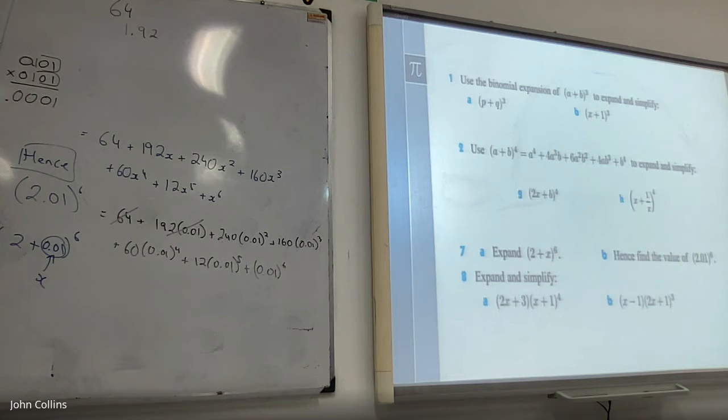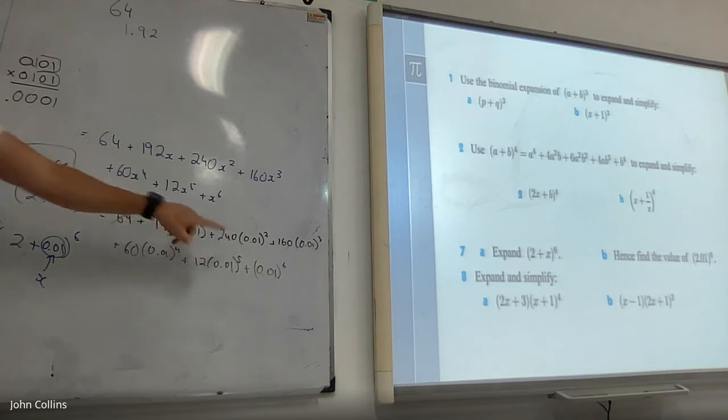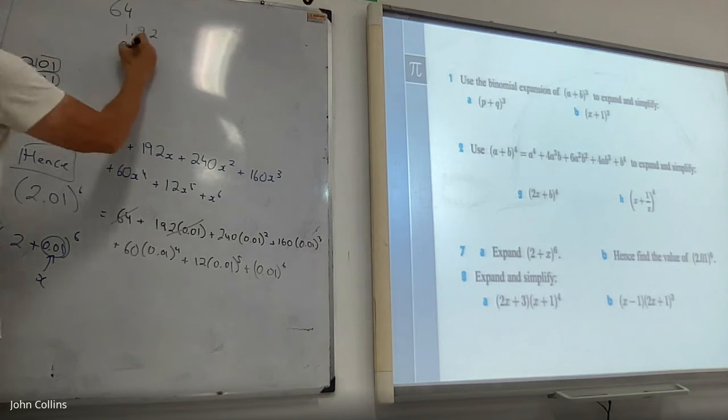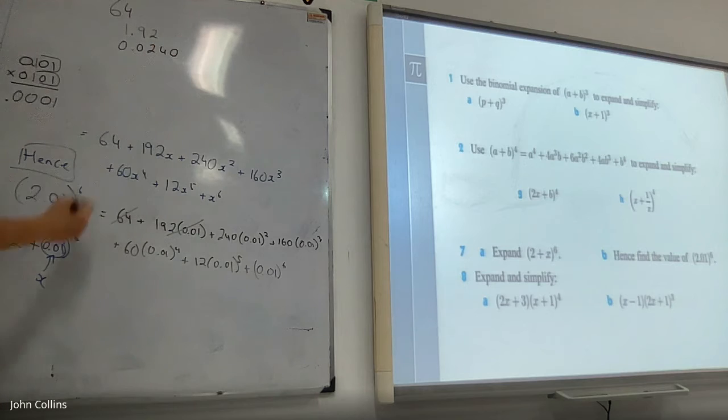You could do it 100 multiplied by 100. How many zeros do you have? 4. How many points after the decimal place? 4. Okay, could set it like that. That times 240, so 0.0240. That's that term done.